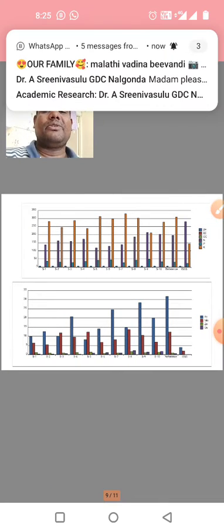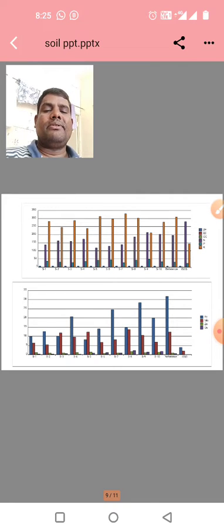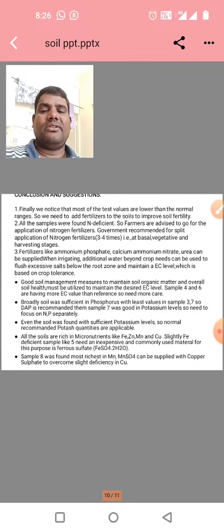These are the graphs which indicate which samples are below the reference values and which samples are above the reference values. If you are deficient in some nutrients, what will you do? Next one, we have to give a conclusion and suggestions. So these are the conclusion and suggestions.